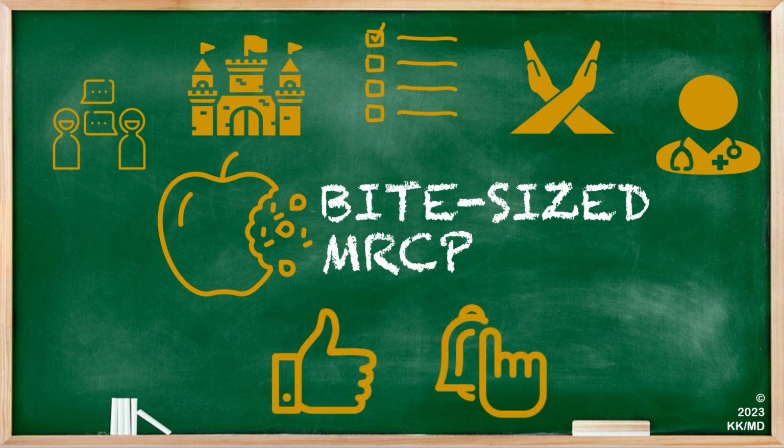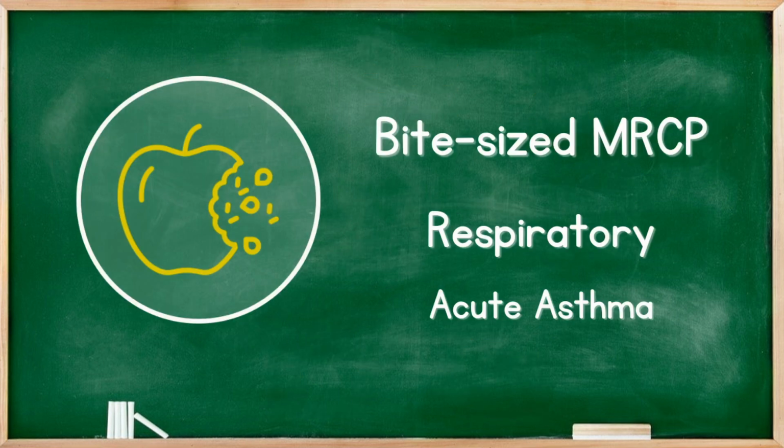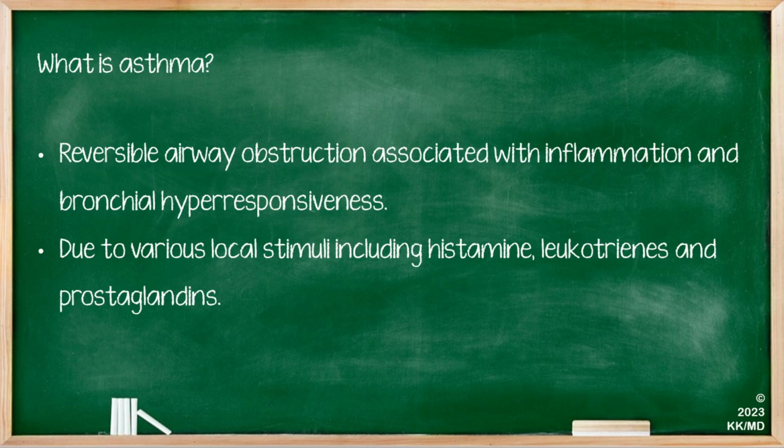Now, without further ado, let's get into today's topic, which is on acute asthma under the section of respiratory medicine. So just a recap of what is asthma. Remember, it's a reversible airway obstruction associated with inflammation and bronchial hyperresponsiveness, due to various local stimuli, including histamine, leukotriene, and prostaglandins, which is basically the underlying pathophysiology of the disease.